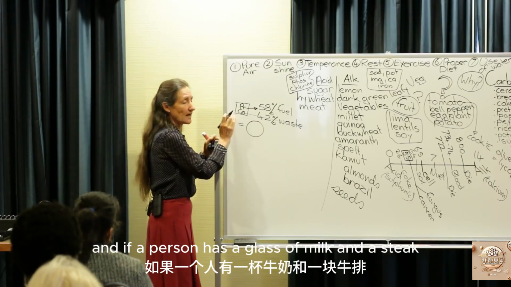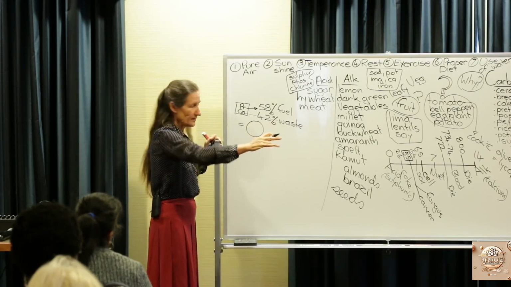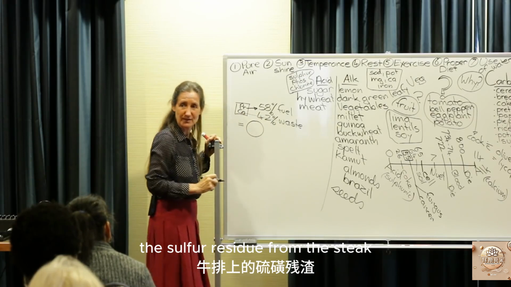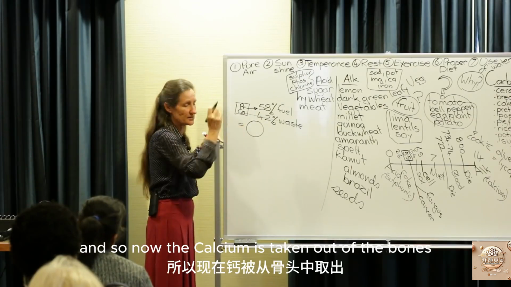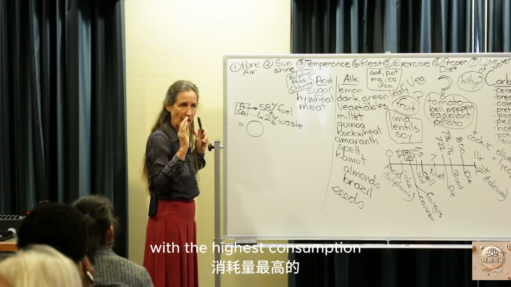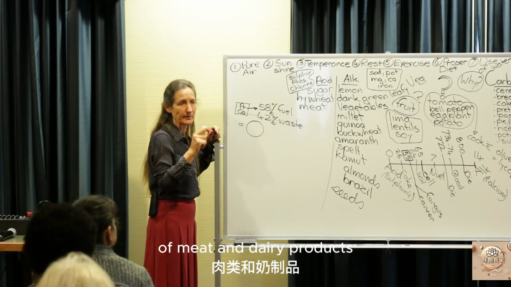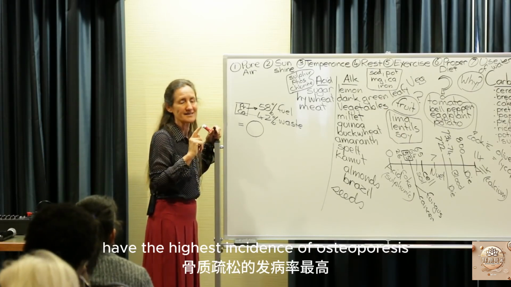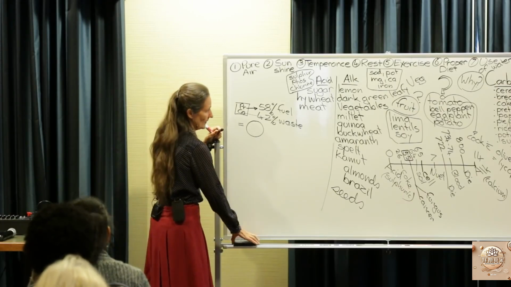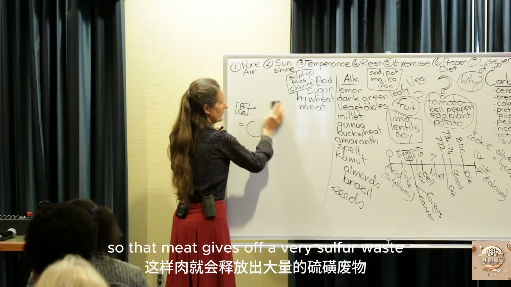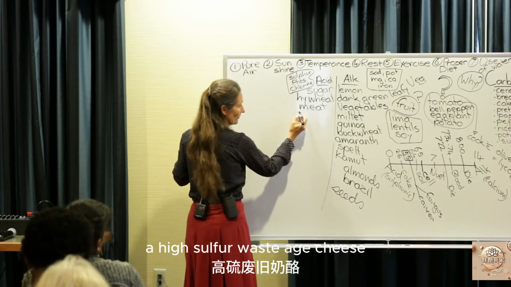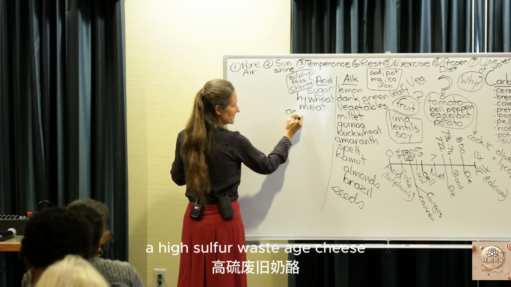And if a person has a glass of milk and a steak, there's not enough calcium in the milk to negate the sulfur residue from the steak, and so now the calcium is taken out of the bones. The countries in this world with the highest consumption of meat and dairy products have the highest incidence of osteoporosis. So that meat gives off a high sulfur waste.